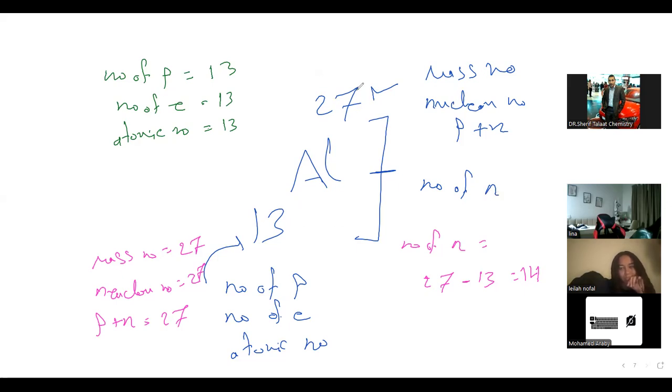And the difference between atom and ion is only in the number of electrons. So if we have Al positive 3, number of protons 13 as it is, atomic number 13, mass number 27, nucleon number 27, sum of protons and neutrons 27, neutrons 27 minus 13 to be 14. Only the number of electrons equal, how many electrons? Fatima?